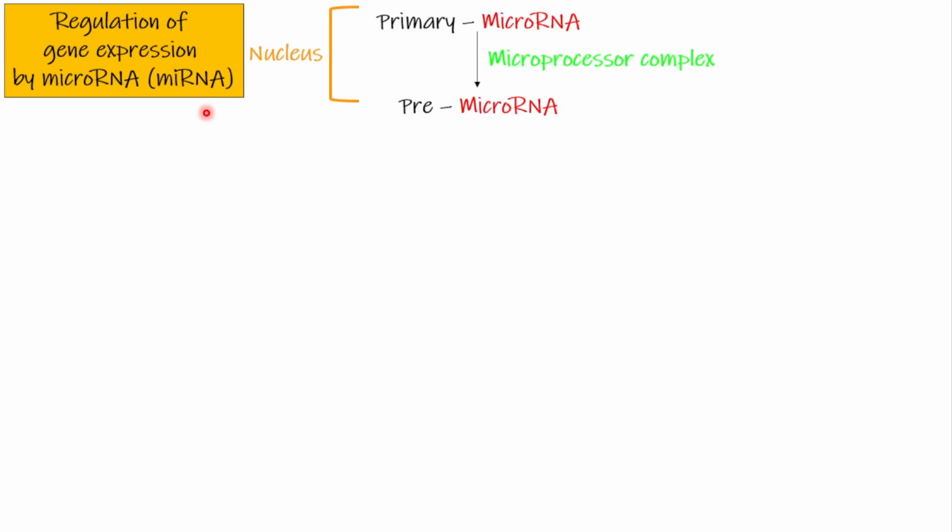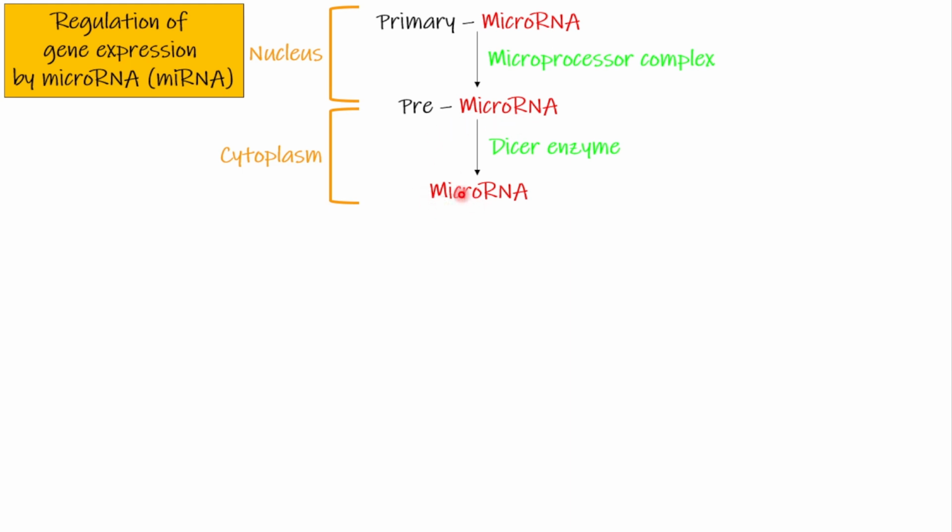Okay, so microRNA needs some importance now. Basically, in the nucleus, it is not present in the form of microRNA. It is present in the form of primary microRNA. There is a microprocessor complex that converts this primary microRNA into pre-microRNA. And then this pre-microRNA goes into the cytoplasm, and there is an enzyme known as the dicer enzyme. This dicer enzyme converts this pre-microRNA into microRNA.